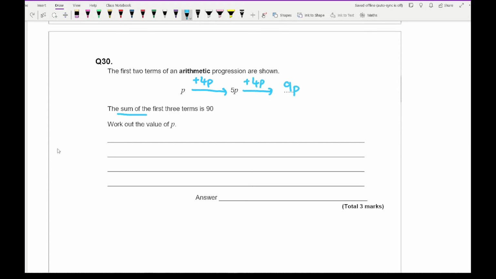Now the sum of the first three terms, so that's going to be p plus 4p plus 9p, and that all equals 90. So adding the left hand side up, I get 15p equals 90. So p equals 90 divided by 15, which gives me an answer of 6. And there is my final answer.